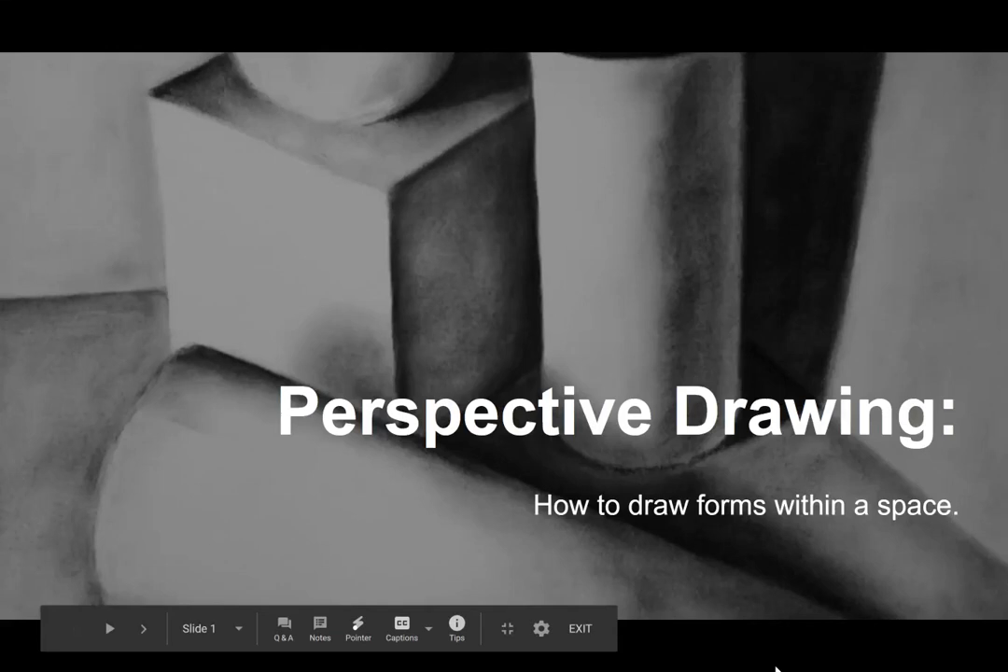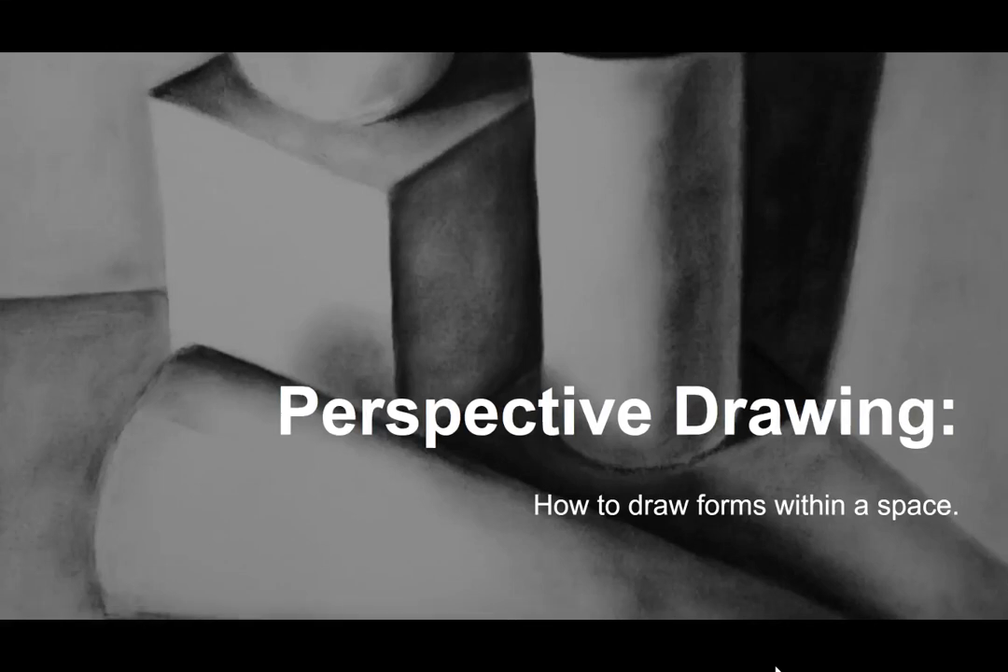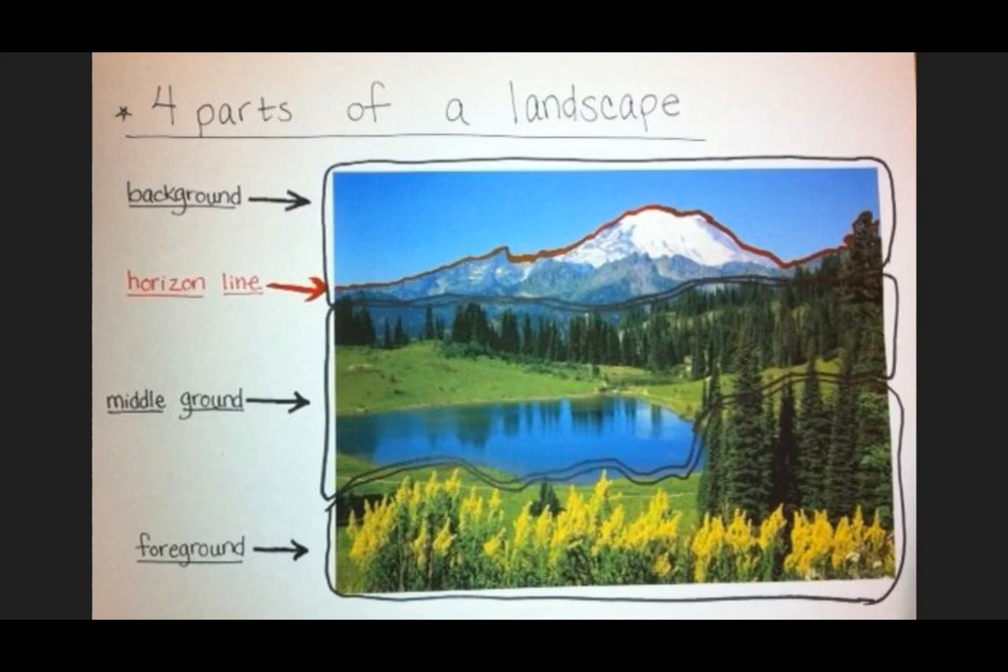Welcome to Perspective Drawing, how to draw forms within a space. When we draw our environment, we need to look at four things. Those four things are the four parts of a landscape. Every livable space has a foreground, middle ground, horizon line, and background.